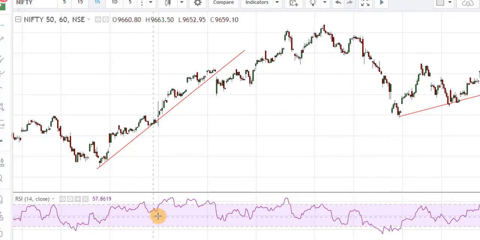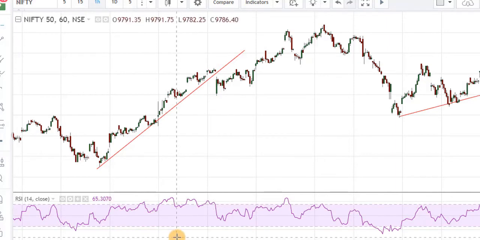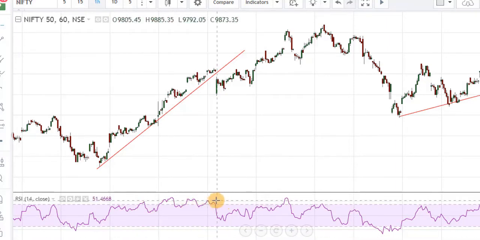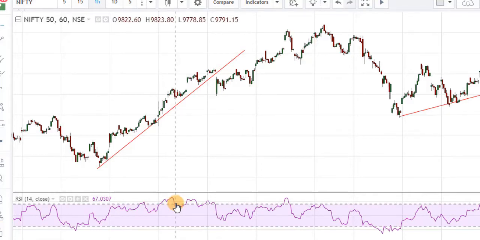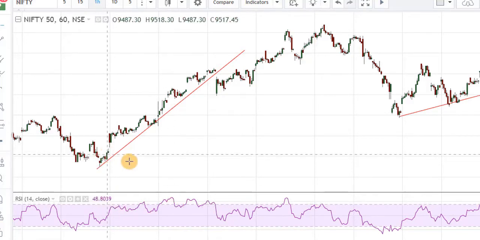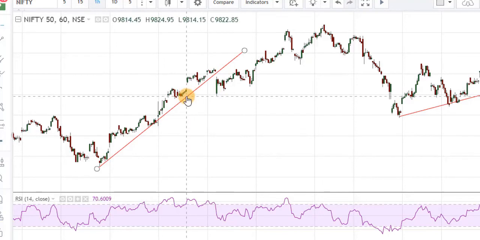Now RSI is going to overbought range. This is the overbought range and this is the oversold range. Below 30 is oversold and above 70 is overbought range. RSI is going in overbought range and when RSI crosses down this 70 level, then we will exit from our buying position. We will buy here and exit here.